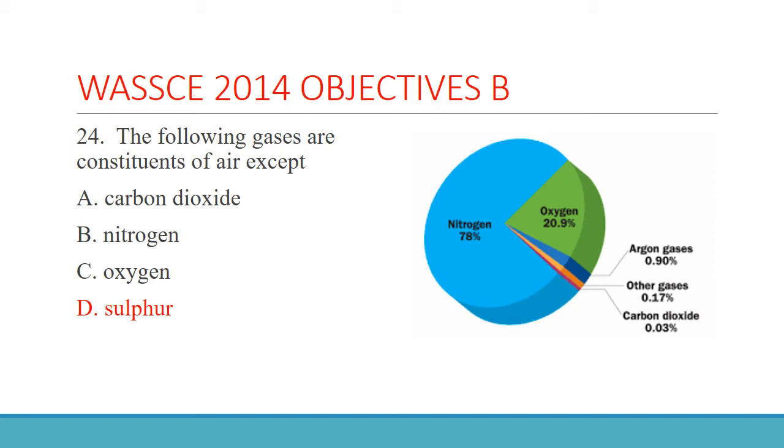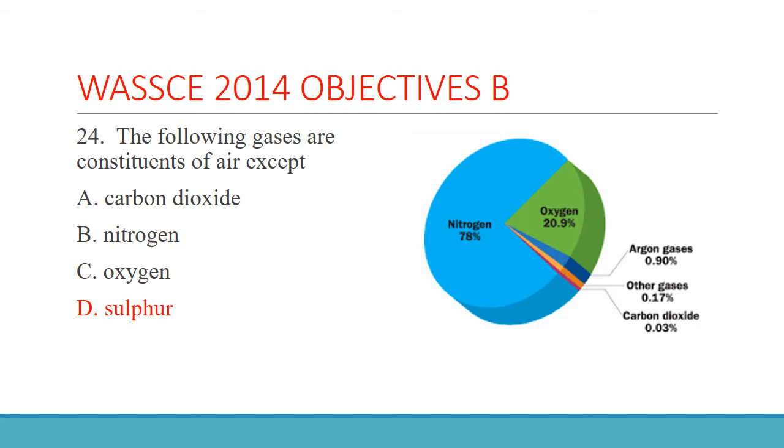Now 24, the following gases are constituents of air, except for sulfur. Sulfur is not a natural constituent of what? Air. As you can see in the illustration, the major or abundant gas found in air is what? Nitrogen, 78%, followed by oxygen, 20.9 or sometimes 21%, and then followed by carbon dioxide, which is 0.03%. Then the other gases put together form the remaining. But sulfur is not part.